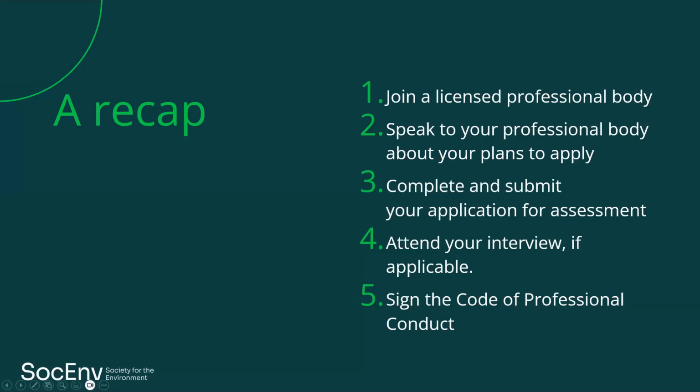Now, we've gone through that quite quickly, so here's a quick reminder of the 4 or 5 steps you need to take in your journey to Registered Environmental Practitioner registration. Join one of the currently 10 licensed professional bodies. Speak to them about your plans to apply. Complete and submit your application. If invited to, attend your interview. And finally, sign the Code of Professional Conduct. And I'll stress again, your key contact throughout the application assessment process is your professional body.